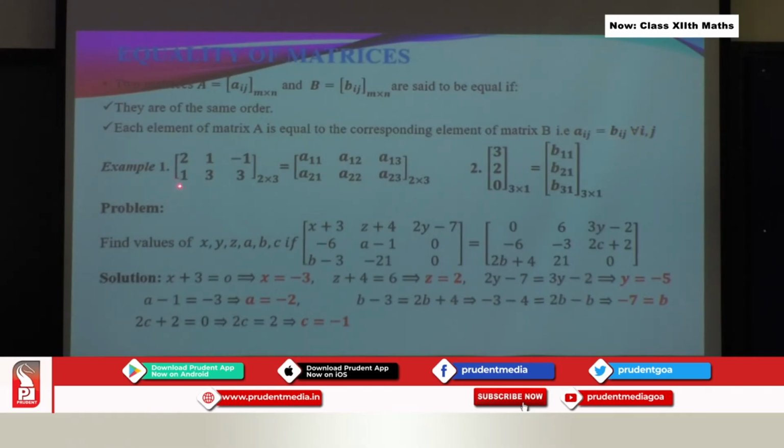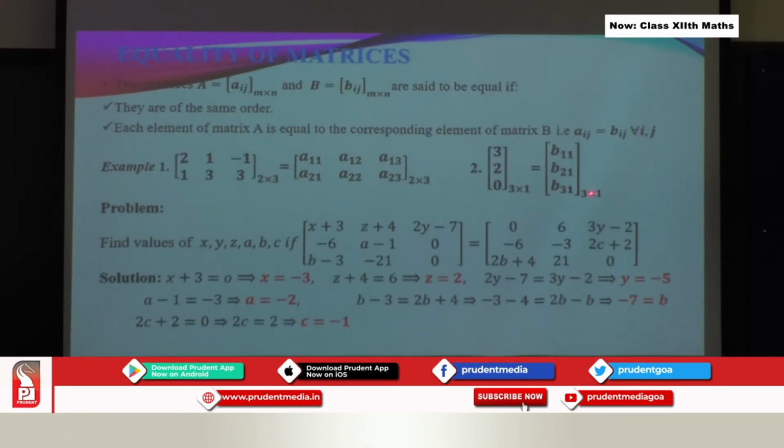Example. Now here see, what two conditions are supposed to be satisfied? They have to be of the same order. You can see 2 cross 3, 2 cross 3. So I am saying these two matrices are equal. So I say 2 equals A11. What does this equal to sign signify? What is the value of A11? 2. What is the value of A12? 1. What is the value of A13? Minus 1, and so on. Now look at this here. Now again it is a column matrix. This is also a column matrix.